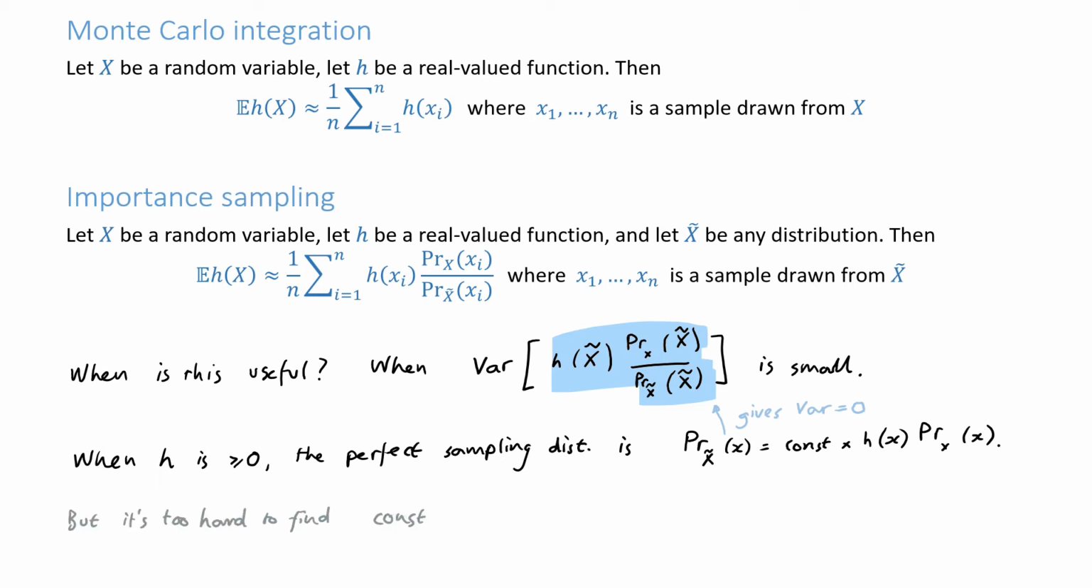Obviously, we need to choose the constant so that the likelihood for x tilde integrates to 1, because likelihoods always have to integrate to 1. But that's too hard. To make it integrate to 1, we need it to be 1 over the expected value of h of x, which is exactly the thing we wanted to approximate in the first place. Okay, so we can't get absolutely precisely the perfect sampling distribution just by this algebraic trick.